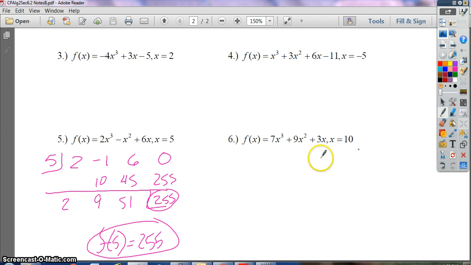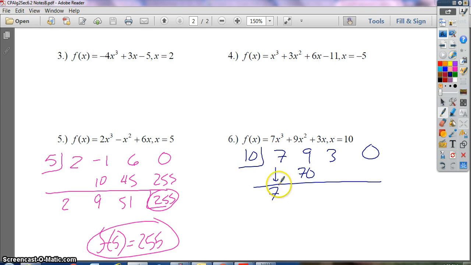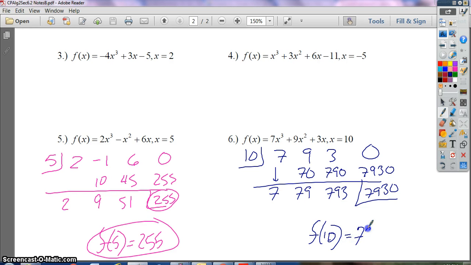All right. Picking up steam now, I hope. So 10 is your top left. 7, 9, 3, 0. No constant. Need a 0 to hold that constant. Bring down the 7. 10 times 7 is 70. Get 79. Multiply those. 790. So 793. Multiply that. 7,930. So this one, f of 10, will yield 7,930 as your number.